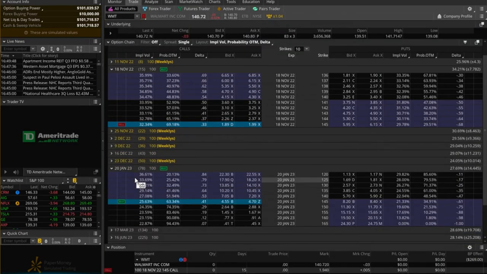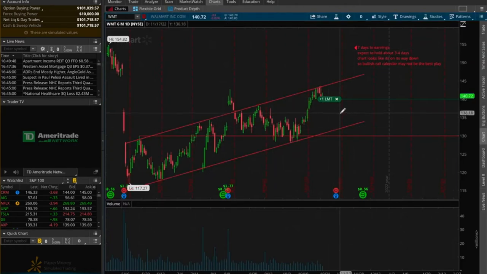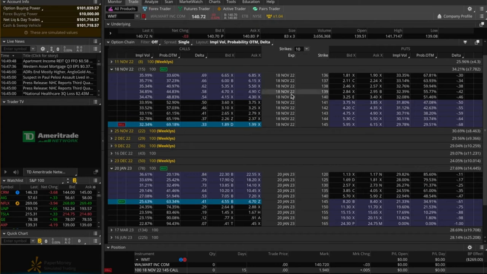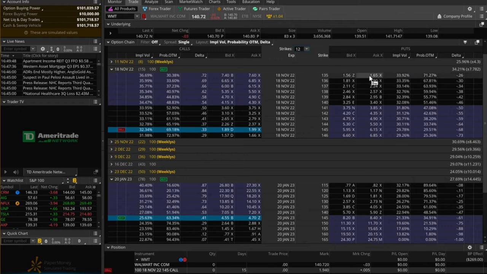So the put would be that we expect it to go down to 135. So instead of being on this side, we're going to go over to this side. Let's go back and look at our chart. We would expect this to come down somewhere around 135. Yep, that looks pretty nice. So we would sell the one. Oh, can we get 12 in here? Yeah. We would sell the 135.